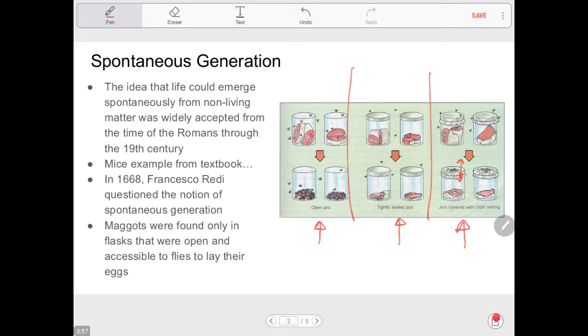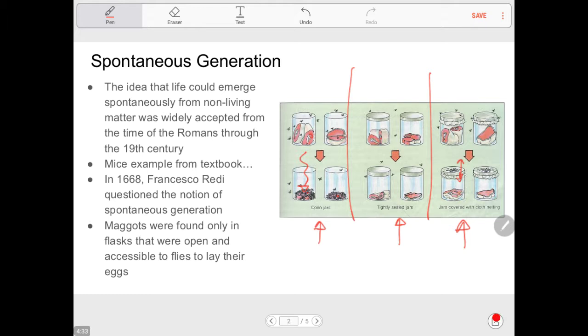So the maggots, the flies, were only found in flasks that were open and accessible to flies to lay their eggs. What this proves, everyone, is that we have this dead material, and the maggots, the flies, weren't just appearing out of nowhere. How did anything grow on the meat? Well, the new life only grew on the dead meat when the flies were able to enter and lay their eggs on the meat. And then, of course, you get the maggots. So this is disproving spontaneous generation.